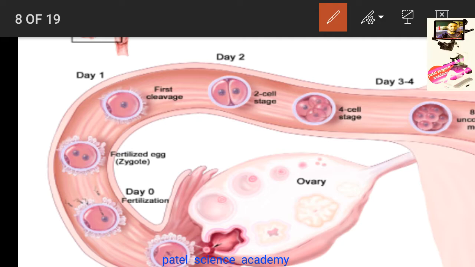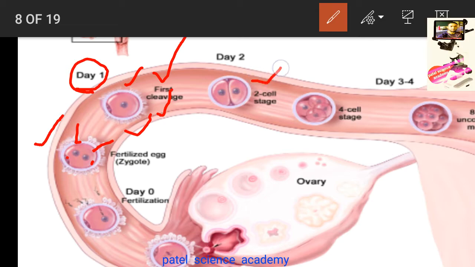After the fertilization took place, you can see this cell with the two nuclei, one from the sperm and one from the ovum. Then after day number 1 after fertilization, these two nuclei get fused and become one nucleus, and it goes for further development. Firstly it goes for cleavage, and it converts from one cell into the two cell stage at day number 2. Then it goes for the second cleavage, and it converts into the four cell stage, as you can see here.